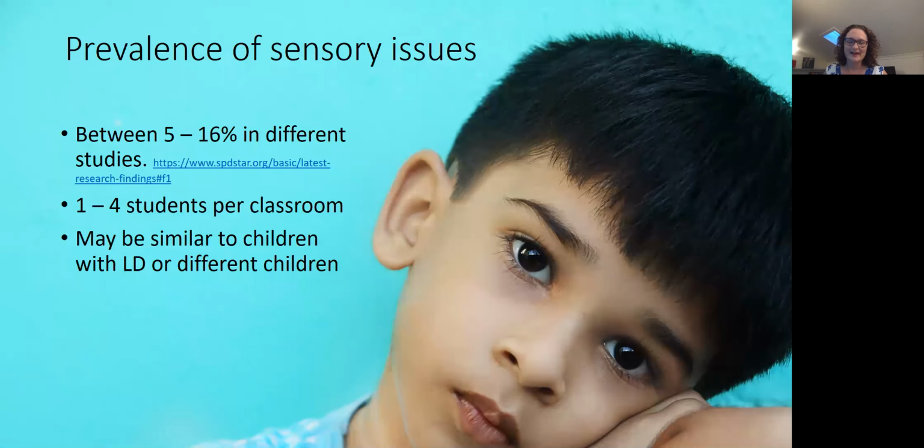Okay, so what's the prevalence of sensory issues? Research says between 5 and 16% of the population, so that's kids and adults, struggle with sensory processing difficulties. So again, this is about 1 to 4 kids in a classroom, and this may be the same kids who have learning difficulties or have autism, but you can have sensory processing difficulties separate to diagnoses, as well as a part of other diagnoses.